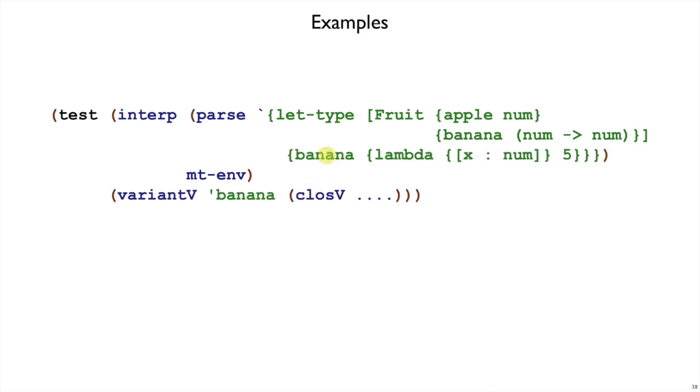If we instantiate banana instead, banana has type num arrow num for its closure, so we could put this function here as the argument to banana. Then we get a variant v with banana instead of apple and the closure value inside of it.